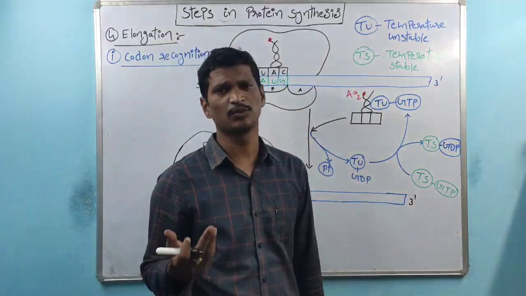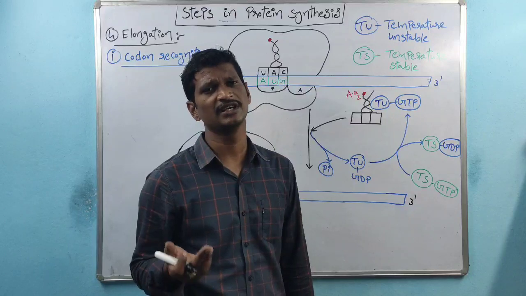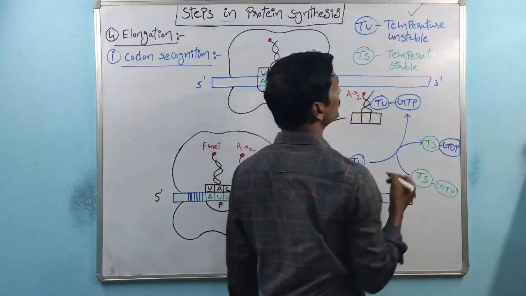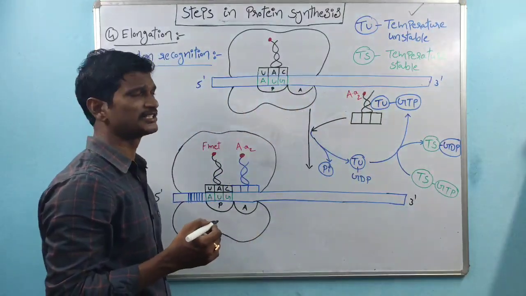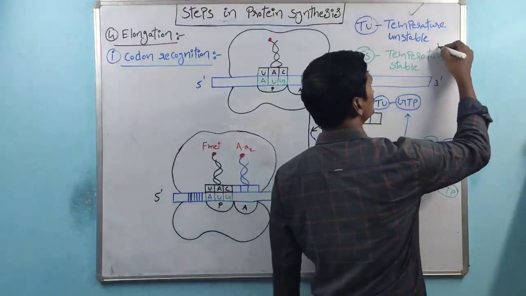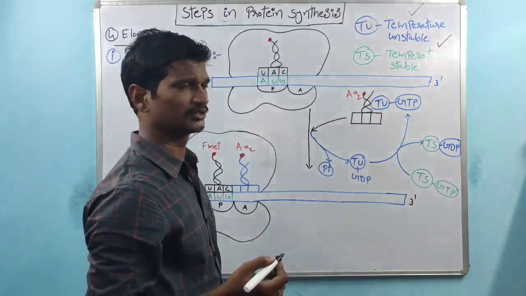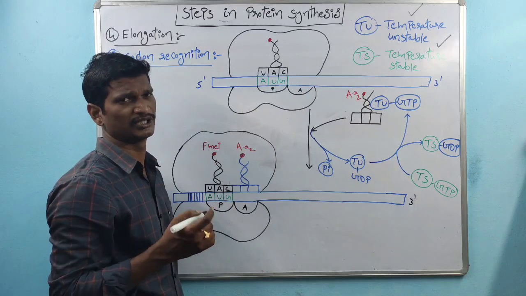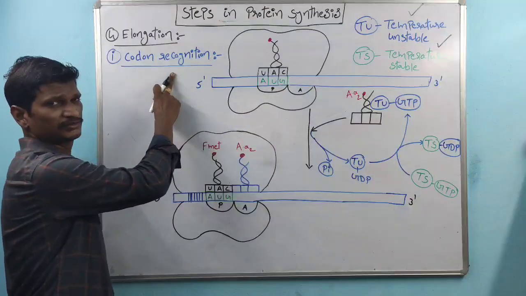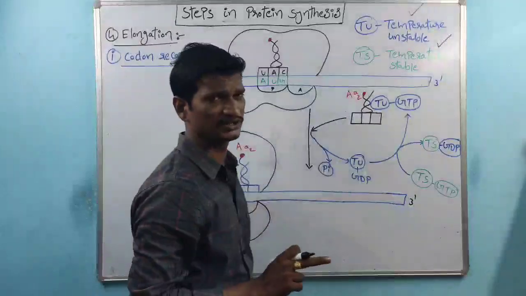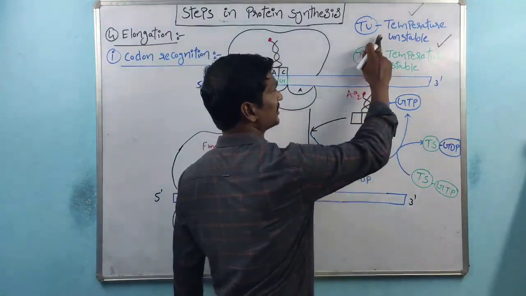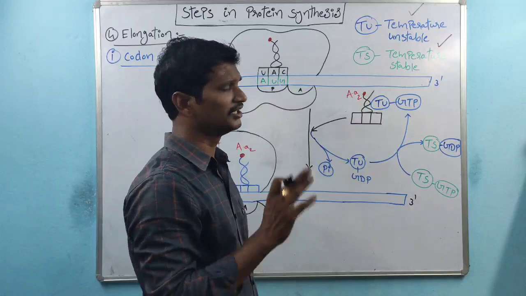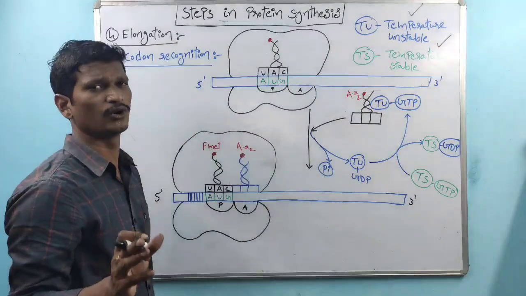Sir, which factors support the codon recognition? Two factors: one is the temperature unstable factor, and the next is the temperature stable factor. In prokaryotes, during the elongation process, the very first step is codon recognition. The codon recognition is done by two factors. One factor is temperature unstable, the other is temperature stable. These two factors support the codon recognition.